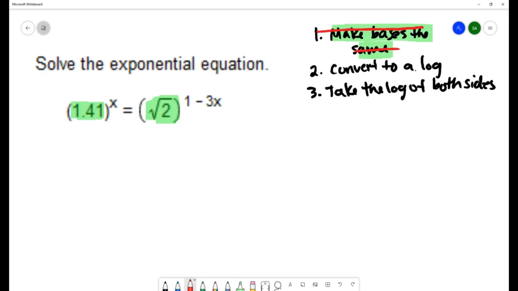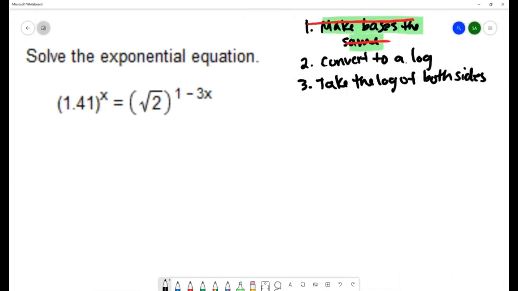Now I could also convert to a log and take the log of both sides on this one. And I can show you both of them, but I like taking the log of both sides better, so I'm going to do that one first. And the reason why I like to take the log of both sides is because I'm going to use natural log. And natural log is something that is usually easier to type in most calculators. And we want to type our answer in at the end into the calculator.